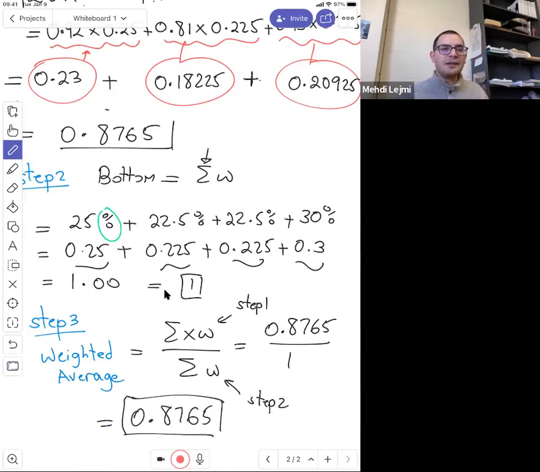The bottom, guys, the denominator, doesn't have to be one. In these examples, the denominator turns out to be equal to one, but it depends on the problem. It's not always one. If you pick a different exercise in the textbook, probably the sum of the weights, the denominator, is going to be a number different from one, okay? So it depends on the problem.